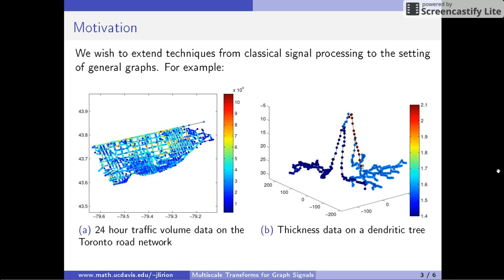Here, I've shown a couple examples of graphs which are easily visualized. On the left, we have some traffic data on the Toronto road network. For this graph, the nodes correspond to intersections, the edges correspond to roads, and the values on the nodes are the traffic volumes over 24-hour windows. On the right, we have a graph of a dendritic tree. The graph itself shows the structure of the tree, and the values at the nodes are measurements of the thickness at those points.